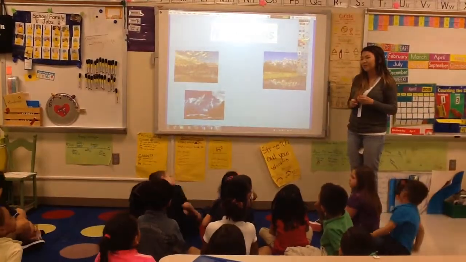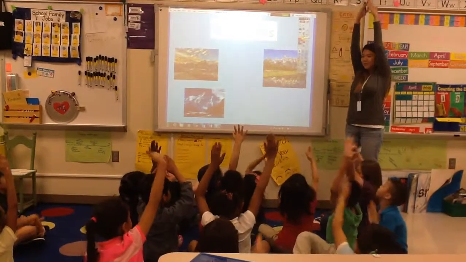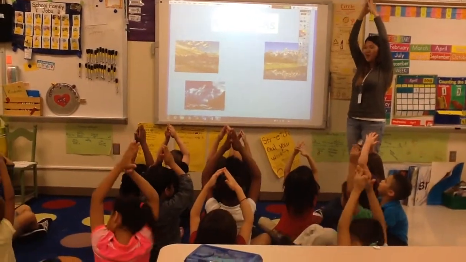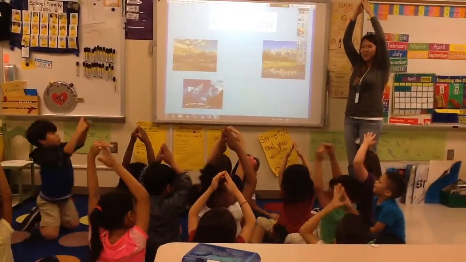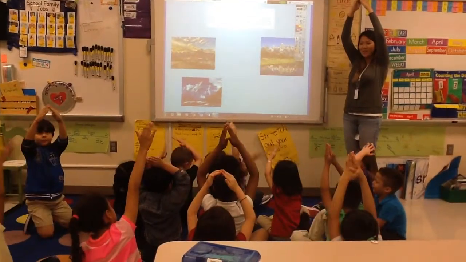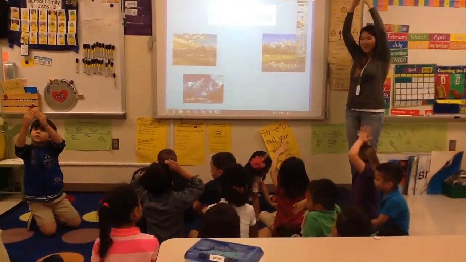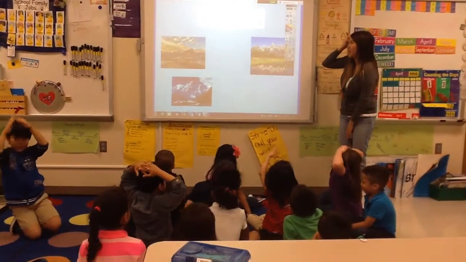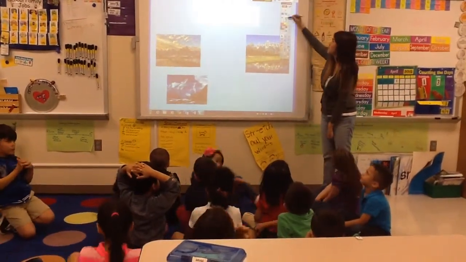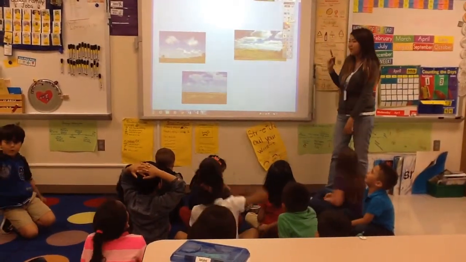Mountain. How did we do a mountain with our hands? I like this. So how do you know a mountain is a mountain? What is unique about mountains? Morgan, thank you for raising your hand. They have a point at the top. That's right. They get sharp when you get a point on the flag.